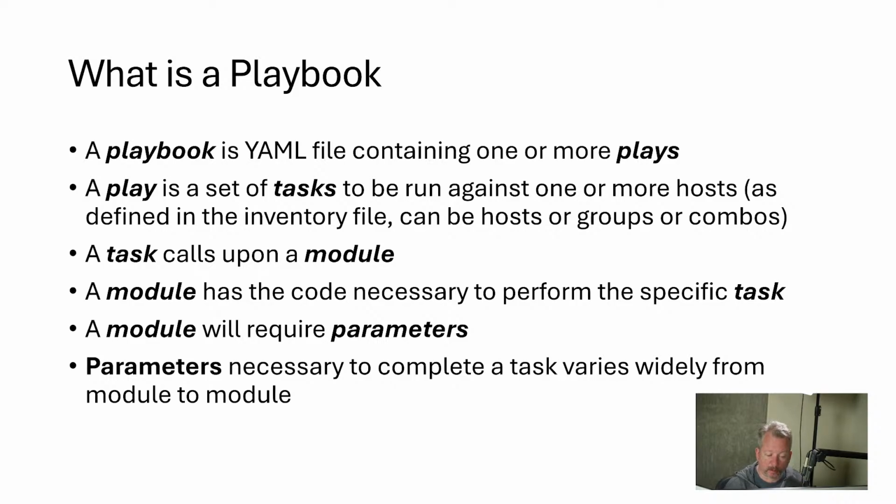A task calls upon a module. A module has the code necessary to perform a specific task. A module will require parameters, and parameters necessary to complete a task will vary from module to module. So for example, if we're adding VLANs, what parameters do we need? Probably the VLAN name and VLAN ID. If we're adding a L3 interface, we need to know the IP address on it, the IPv4 address, IPv6 address, or if we're going to do a routing protocol on it, like OSPF, and what area, those kinds of things.